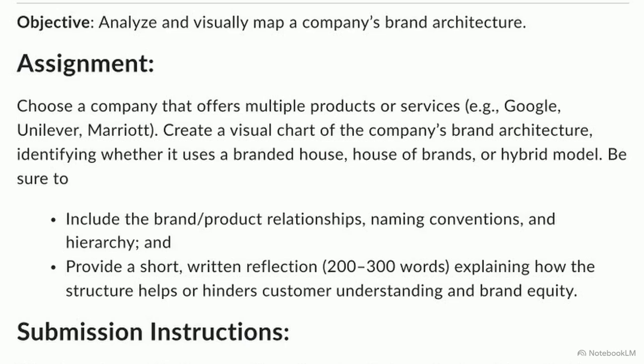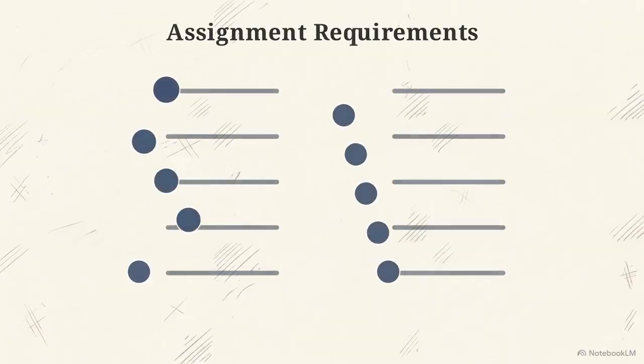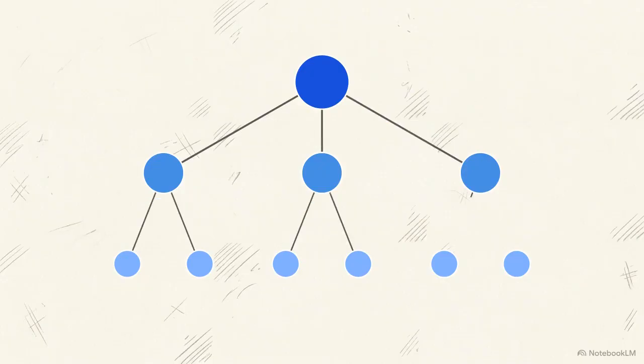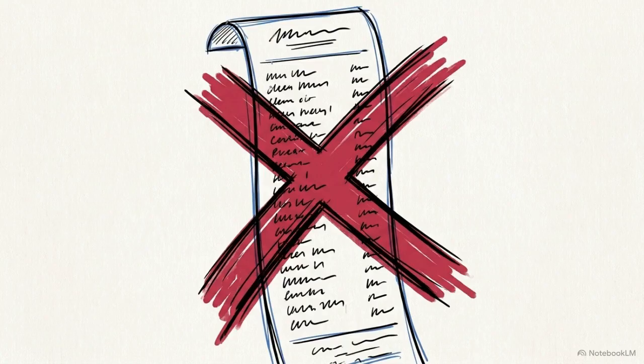To capture full points, your submission relies on two distinct deliverables working together perfectly. You must provide a visual chart mapping the company's architecture and a short written reflection of 200 to 300 words. Earning a high score requires proving you understand the invisible corporate strategy that holds these products together. A simple list of items a company sells will not be enough.